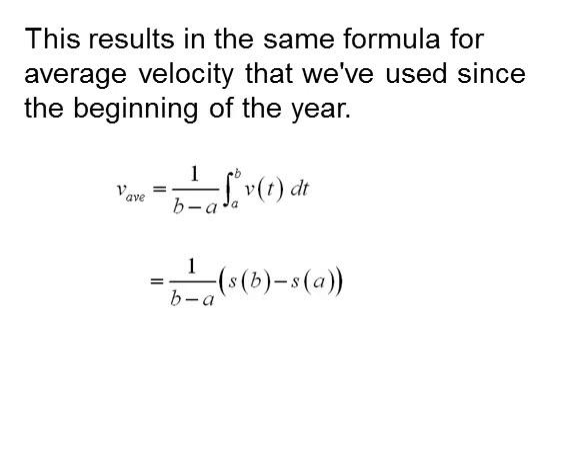At the beginning of the year, we considered instantaneous velocity to be the slope of the tangent line to the position graph, while average velocity was the slope of the secant line to the position graph. That's what this expression represents. Notice it's a change in y over a change in x from the position graph. So our new average value formula should result in the same average velocity we've been finding since the beginning of the year.